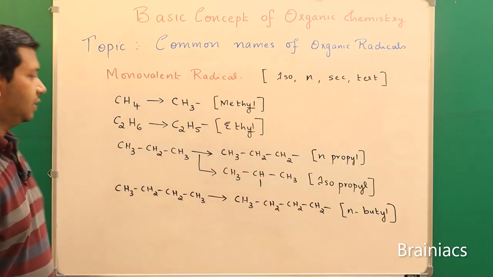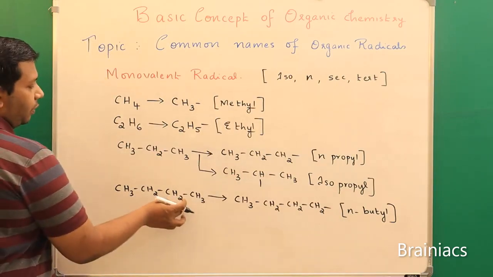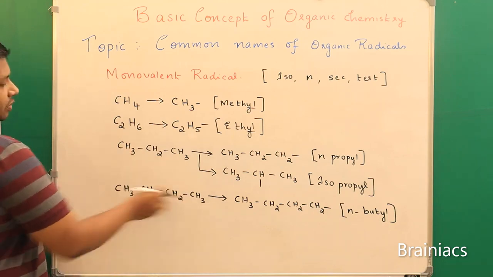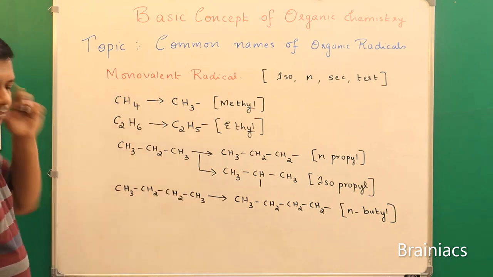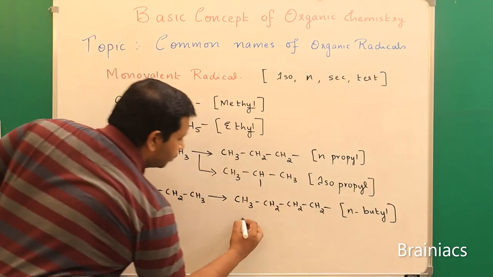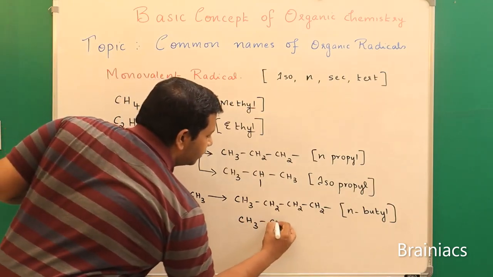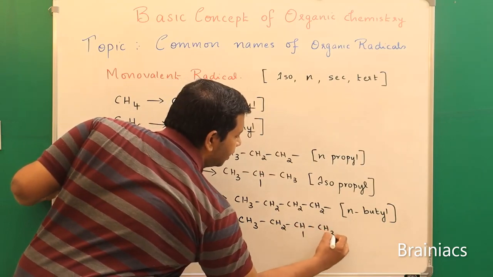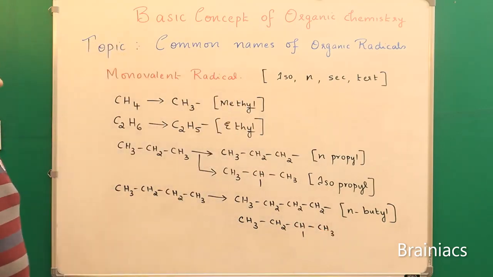One H is replaced. Now what is the other possibility? You can remove from this carbon atom also, right? Because this is different. So I can remove from this carbon atom. What will it become? The next possibility is CH3, CH2, CH hyphen CH3. Now try to tell. Please listen.